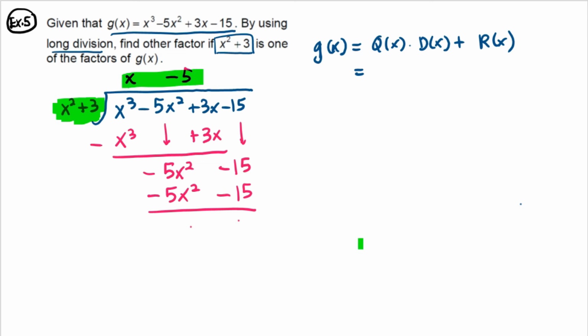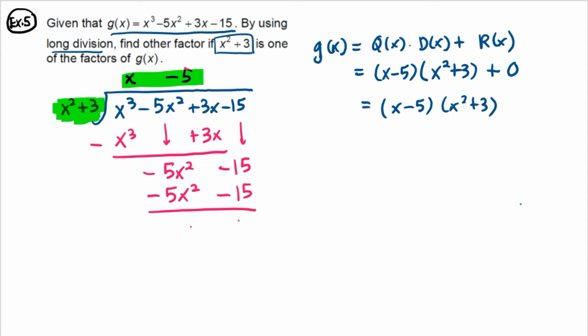So our quotient is actually here, x minus 5, so you have x minus 5 multiplied with x squared plus 3, which is the divisor, and rx is actually 0. So this can be written as x minus 5 times x squared plus 3. That's the factor for gx. So we know that this is one of the factors. Of course, this one is another factor. Therefore, our x minus 5 is another factor for gx. All right, so we are done with this one.